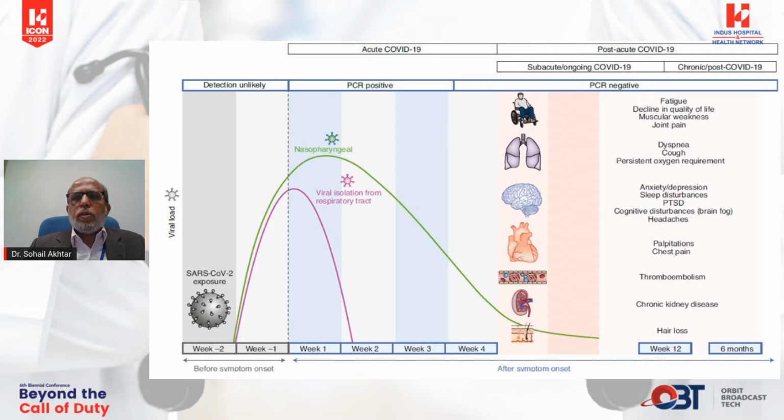And there's a lot of post-acute COVID-19 problems that persist, which are conveniently subdivided into subacute ongoing COVID-19, which is up to 12 weeks of start of symptoms, and then a never-ending chronic post-COVID-19 phase with several systems involved, some with complicated problems, majority, thanks God, with minor issues, but still significant enough to warrant our attention.